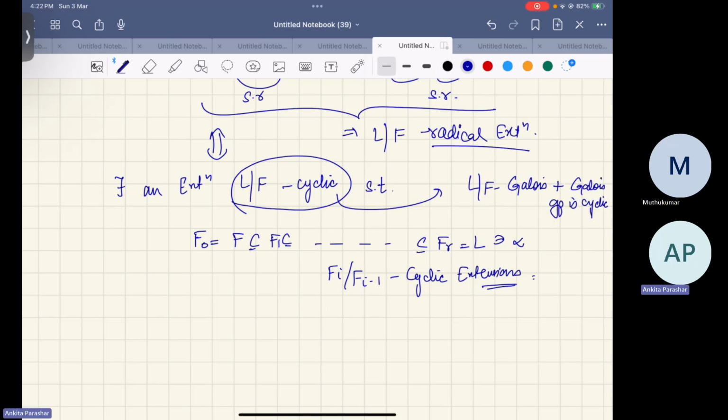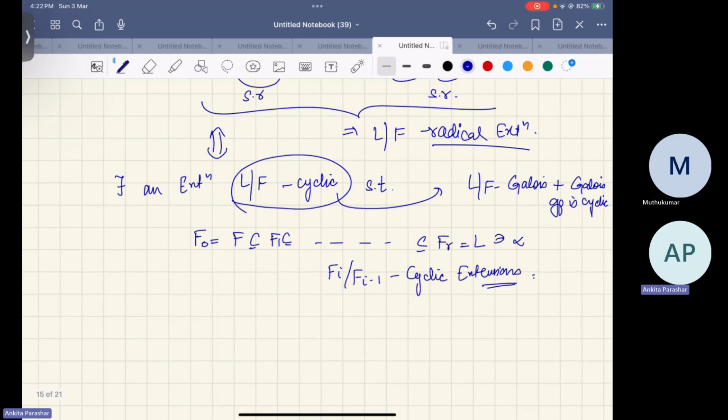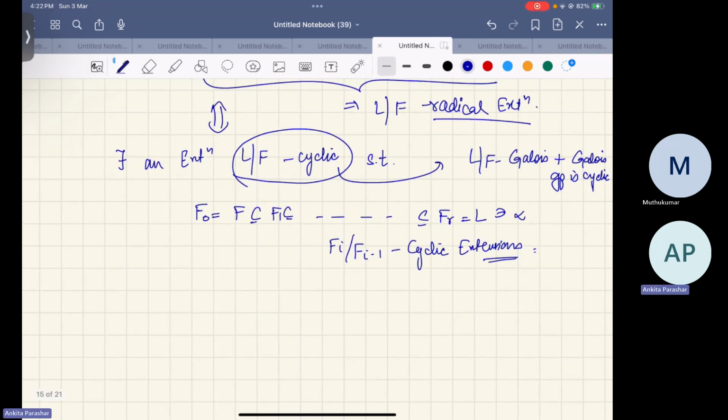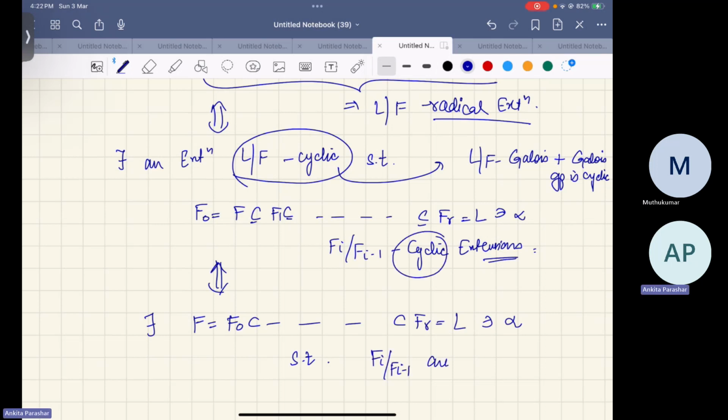Exactly. And if you are not able to find a cyclic extension, you are still safe if you can find an abelian extension. So equivalently, there exists a tower, let's say F equal to F naught contained in Fr equal to L, where alpha lies, such that all Fi over Fi minus 1 are abelian. If you are not able to find cyclic, then if you are able to find abelian, that is also okay.